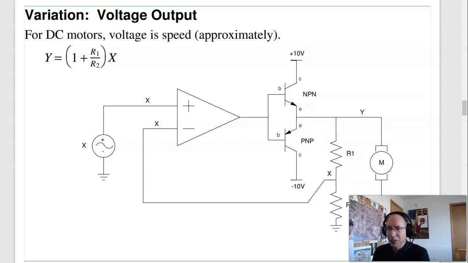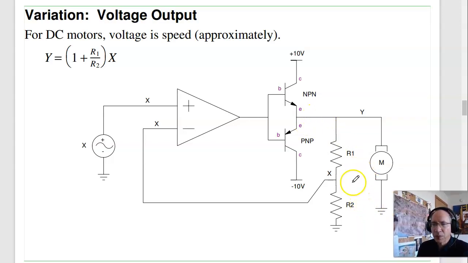That'd be this circuit right here. So here, this is actually a voltage amplifier. Where you want to use voltage is for speakers. Voltage drives the speaker. Can also be current. For a motor, voltage is speed. If you have a DC motor and want to control the speed of a motor, this will do it.